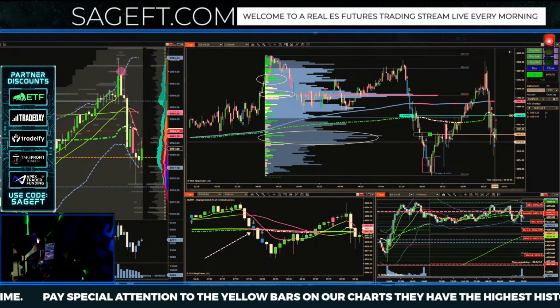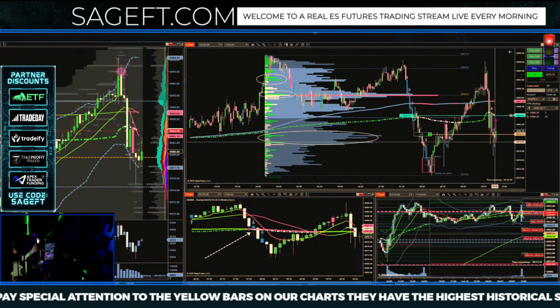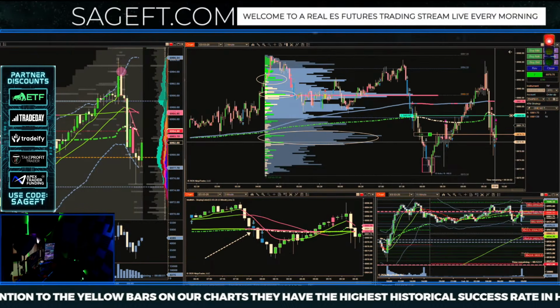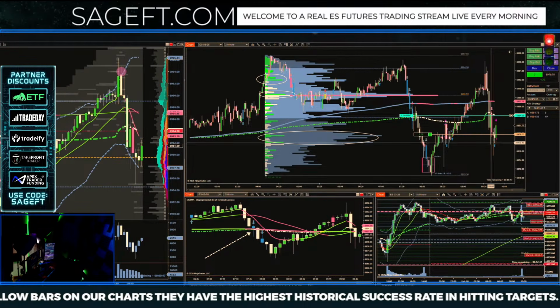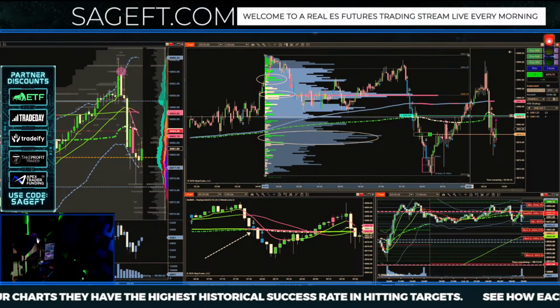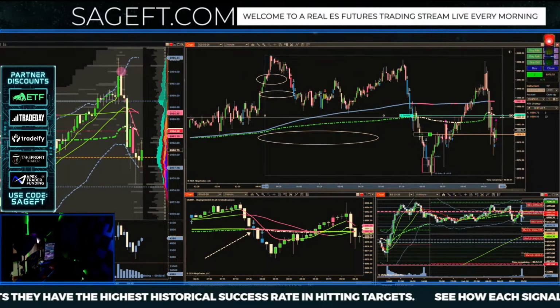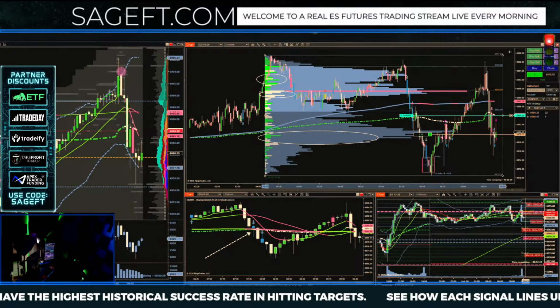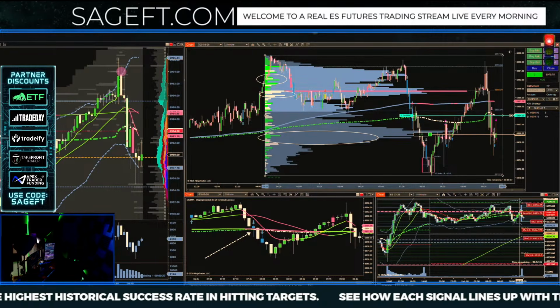Just very simply, wide range chop, right? Wide range chop. Look at it on the 15-minute, and look how wide it is on the 2-minute. Right? Volume on the edges.